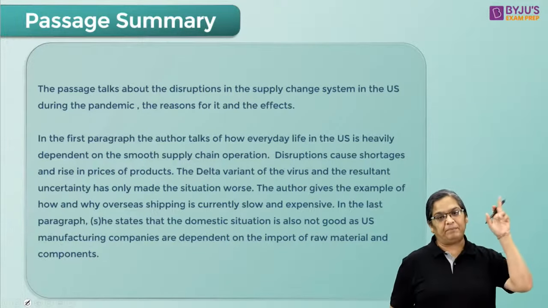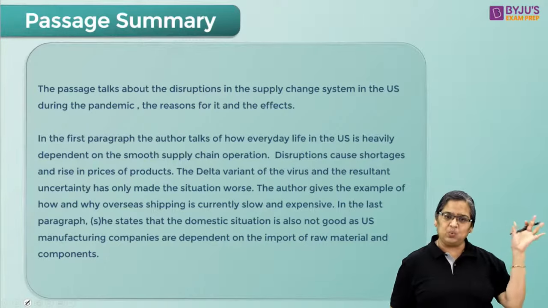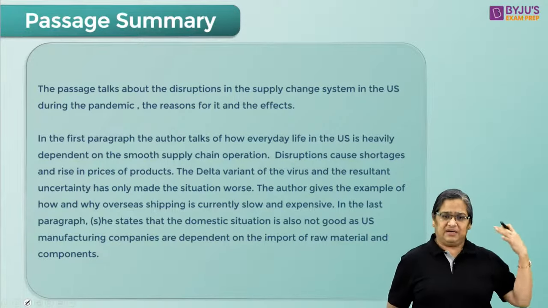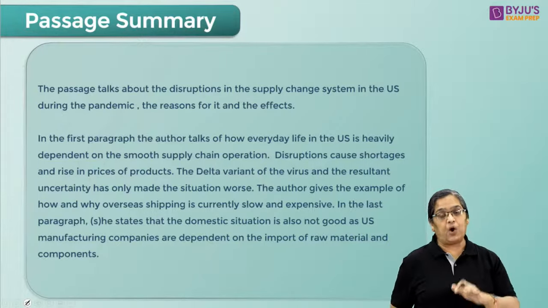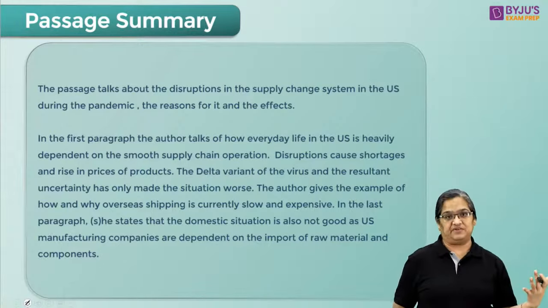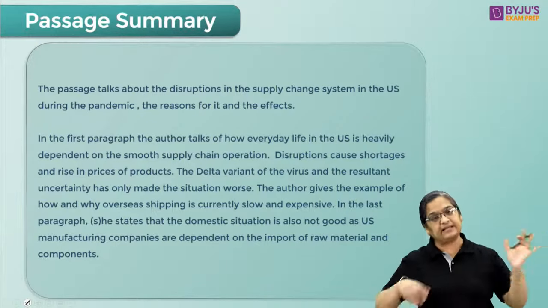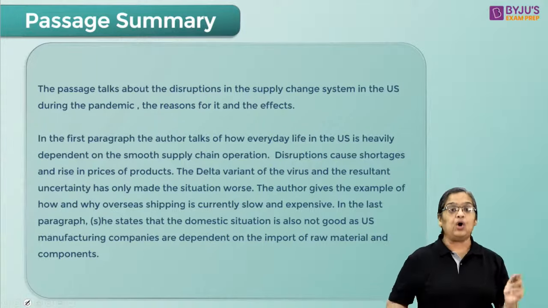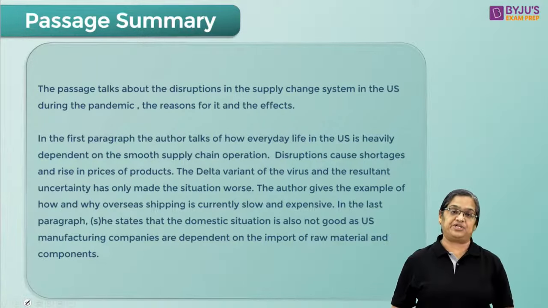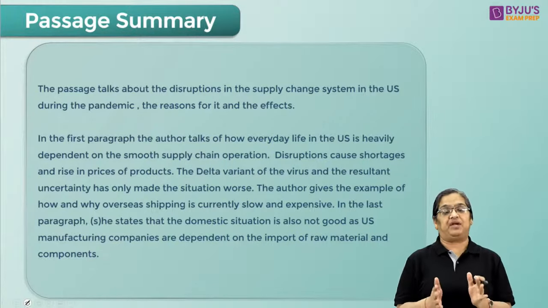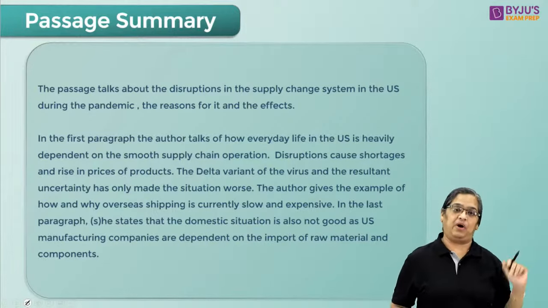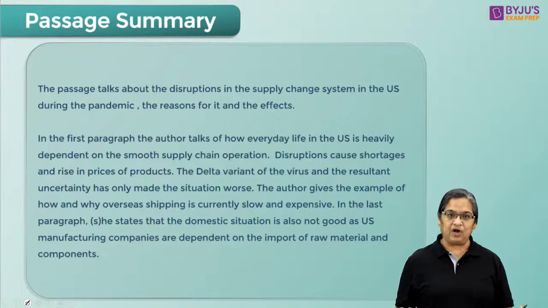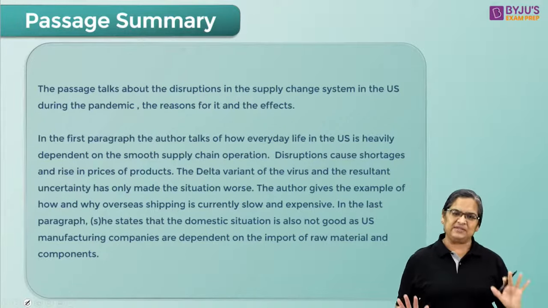Then the author gives an example of some person who used to import goods, Dan Hirsch's friend, who talks about how shipping has now become slow and more expensive. He says that getting things from outside is problematic. Also, the domestic situation in the US is not good. Even if somebody wants to manufacture something locally, they have to depend on raw material from outside. Right? All of you got that right? Okay, so far so good.